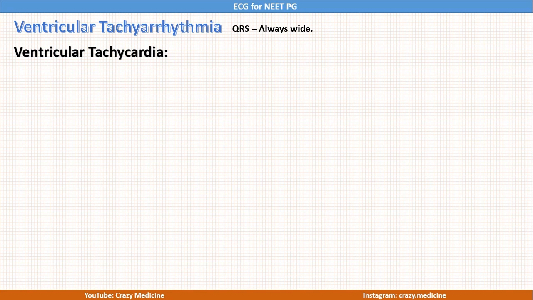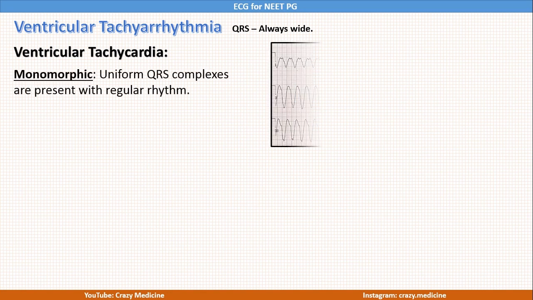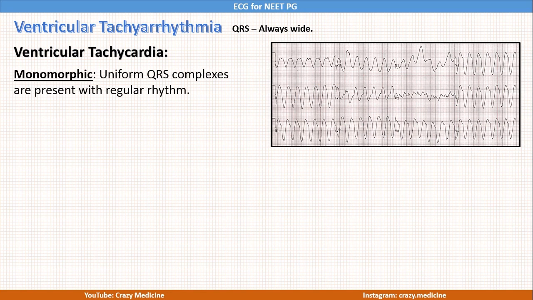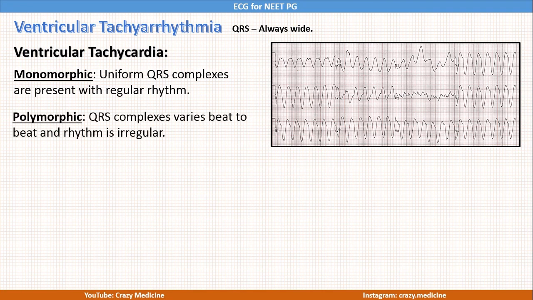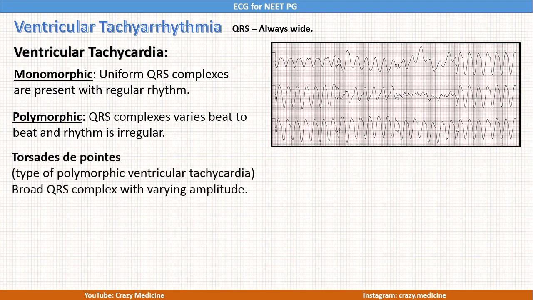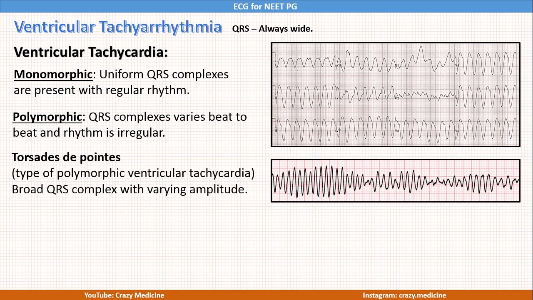Next is ventricular arrhythmias, where the QRS complex is always wide. First is ventricular tachycardia. It has two types: monomorphic, where uniform QRS complexes are present with regular rhythm, and second is polymorphic, where QRS complexes vary beat to beat and rhythm is irregular. Torsades de pointes is a type of polymorphic ventricular tachycardia where the classic morphology is seen, in which there is a broad QRS complex with varying amplitude.